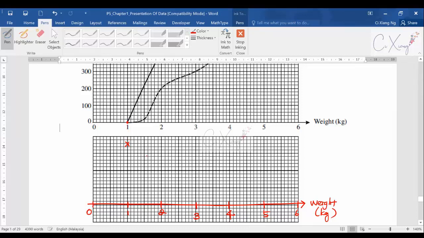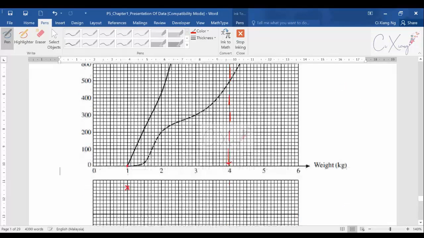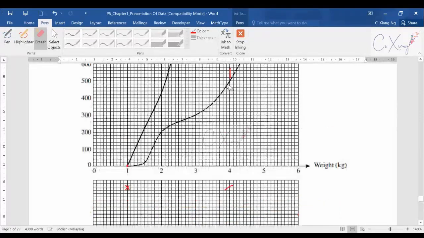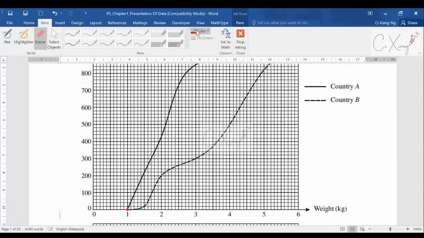Okay, right. Then after that, what else do we have? I want to see what's the maximum for A. If you scroll up, the maximum value for A is here. So what is the maximum value for country A? It is 4. That means for country A, the largest baby weight is 4 kilo only. Okay, then next, I settled the maximum and minimum already. Then I want to find out Q1, Q2, Q3.